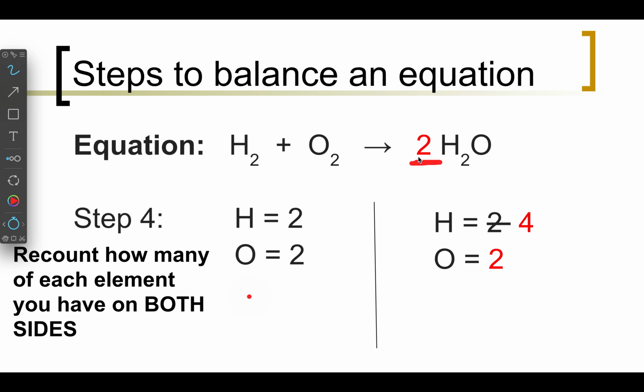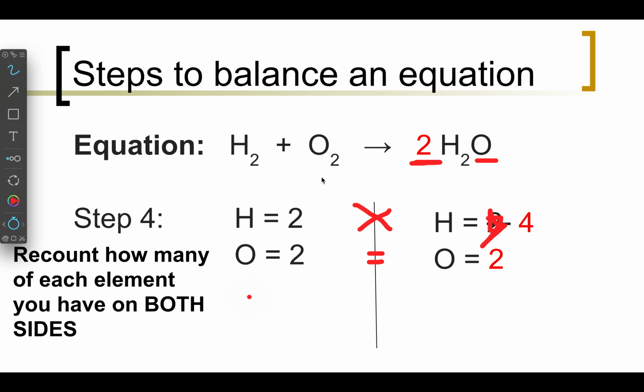So we need to recount how many of each we have, because since we put this 2 in front of here, now all of a sudden we have 2 oxygen, but we have 4 hydrogen, right? Because 2 times 2 is 4. So we have 4 hydrogen. So now we're back to where we started, right? Our oxygen are equal, but our hydrogen are not equal. This is bad. We still don't have conservation of mass.